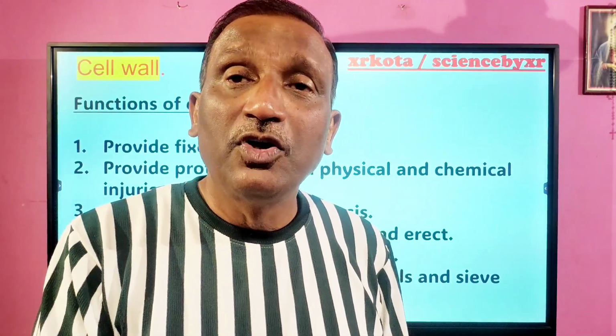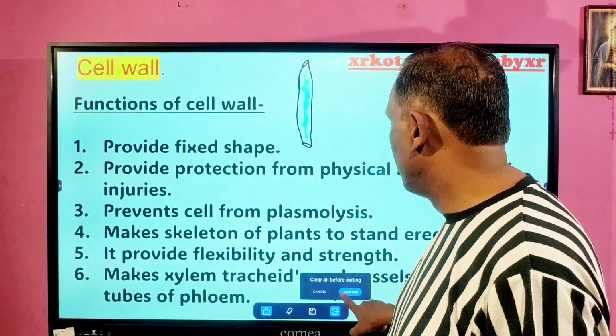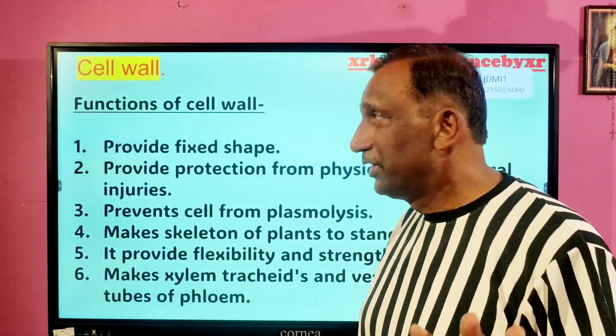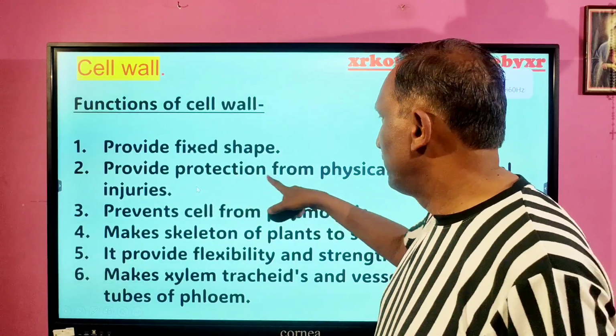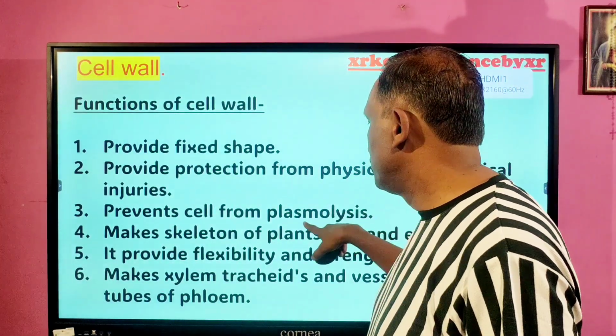तो ये cell wall जो है अभी ये structure किसका बना है? This structure is made up of cell wall only. That's how it helps in this. तो cell wall के function आ गया समझ में? Provide fixed shape, provide protection from plasmolysis, chemical injuries and physical abrasions.